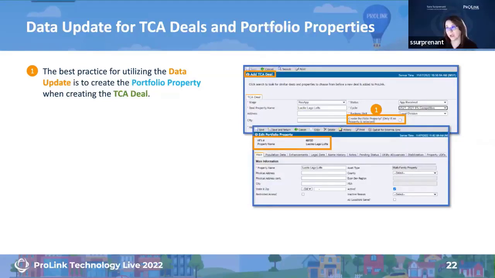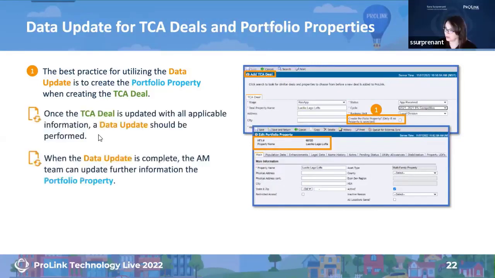But if you want that in their pipeline to be aware of when it is ready, you can create that when you create your deal. You can add it later, but again, get it out there so it's in somebody's pipeline so they know that eventually it might be coming. Once you have all the TCA deal information updated, just like the dev deal, you're going to want to do the PP data update at that time.